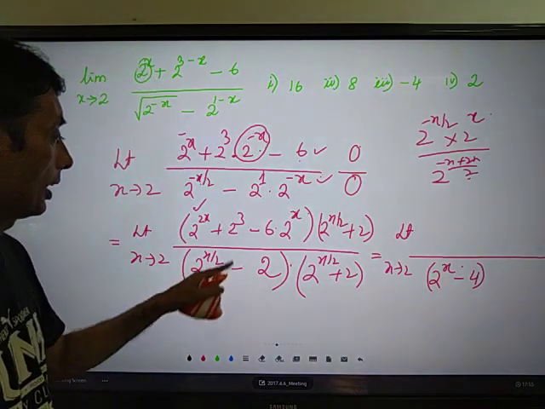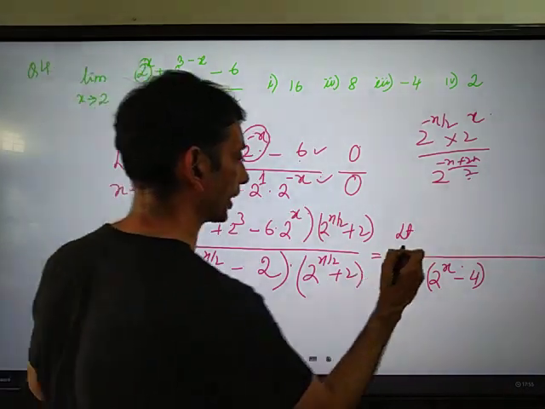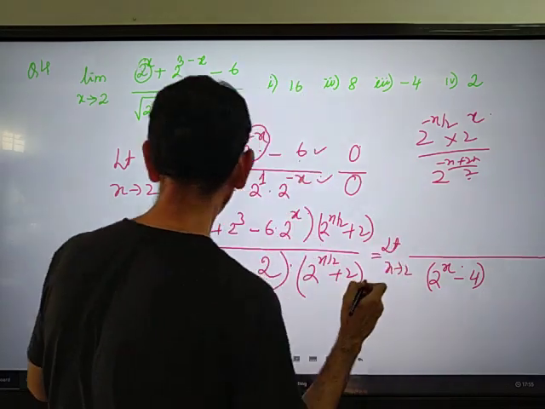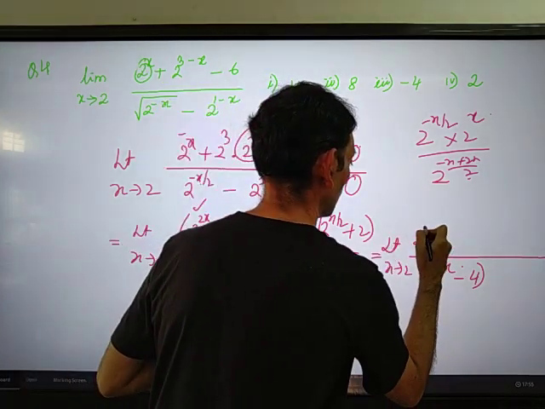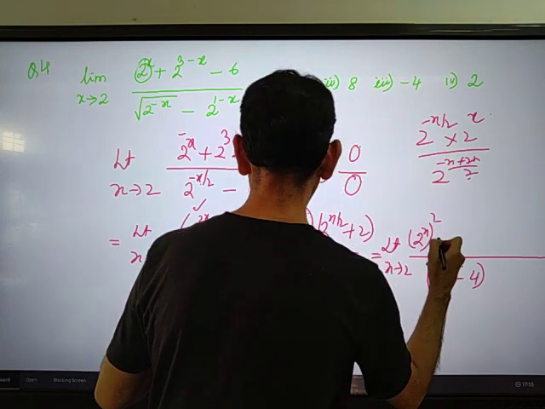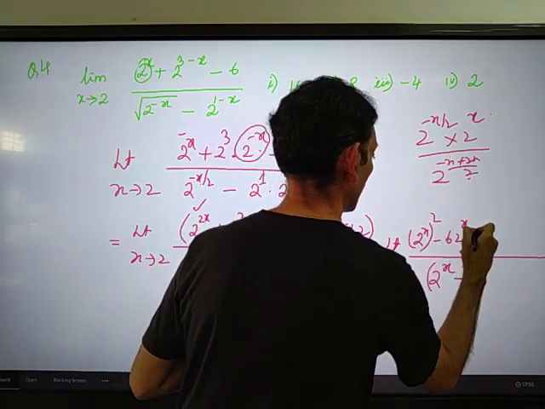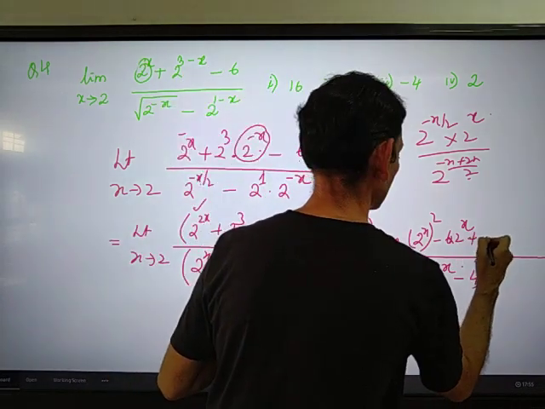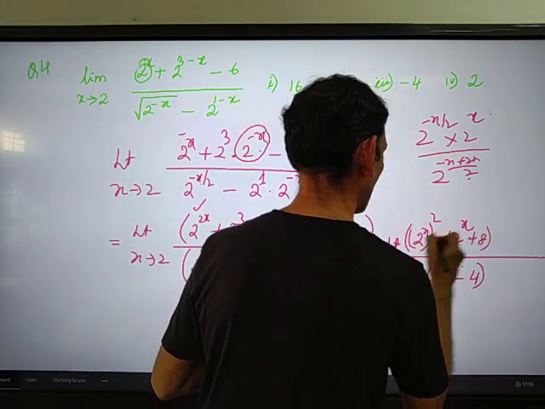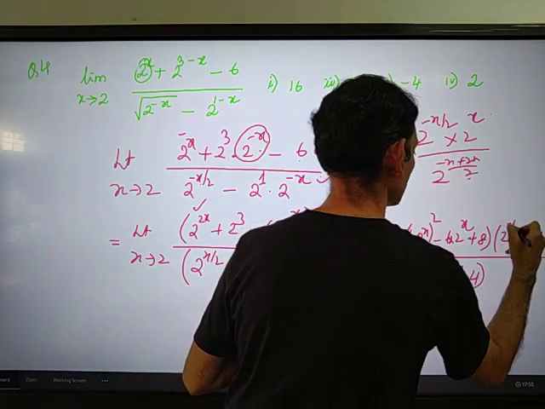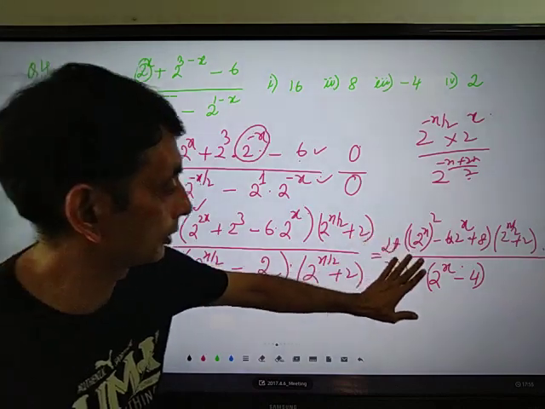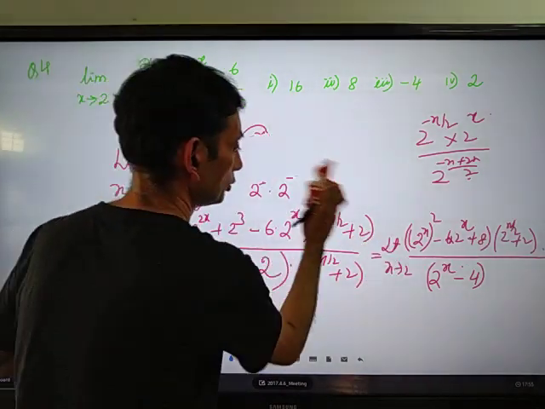Right? And the numerator, you can simplify it in one step. So you can just write the numerator like that: 2 to the power x twice, minus 6 into 2 to the power x, and plus 8, and 2 to the power x by 2 plus 2. Yeah. Right. This is the numerator. So we'll just simplify the numerator now.